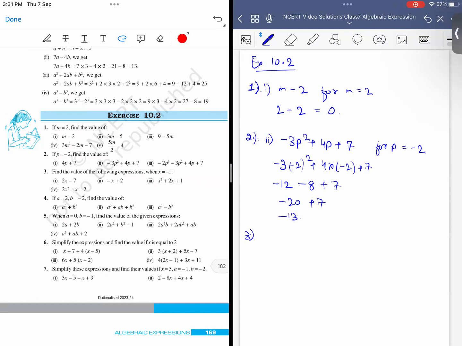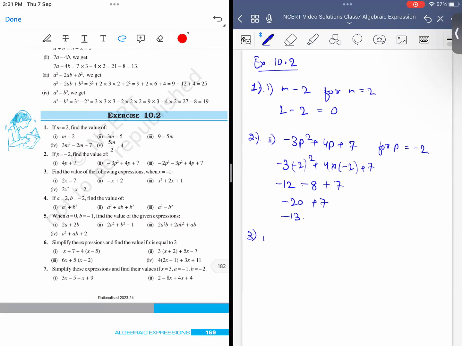Question number 3, find the value of the expression for x as minus 1. I'm doing the fourth question, because the rest are simple. For x equal to minus 1, it's 2 into minus 1 whole square minus of minus 1 minus 2. So 2 into minus 1 square is 2. Minus minus becomes plus 1, and minus 2. So 3 minus 2 is 1.